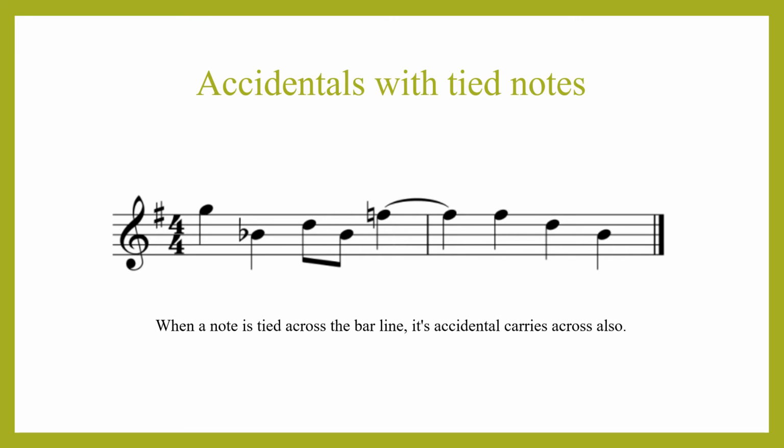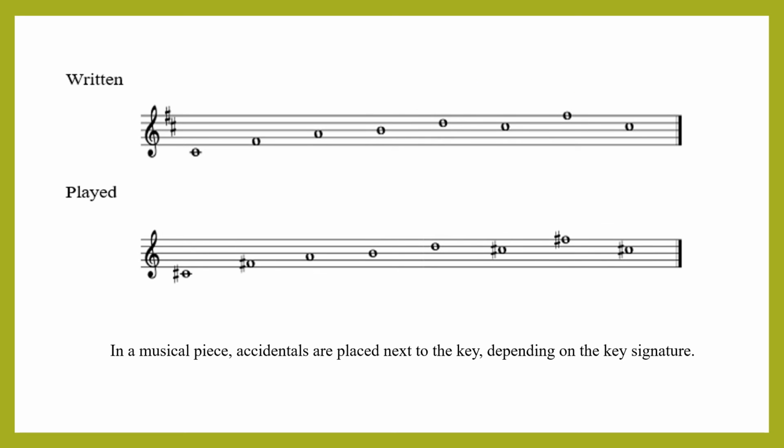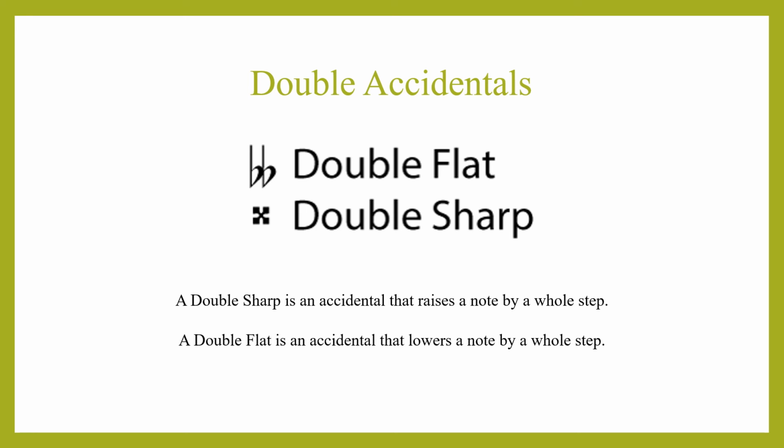In this example, the F natural is tied over the bar line, meaning the F on the first beat of the second bar is also an F natural. However, the F on the second beat, because it is not tied, is back to an F sharp. At the same time, the B flat in the first measure is held throughout that measure only, and the next time the B is played, it is back to being a B natural. In a musical piece, accidentals are placed next to the note, depending on the key signature.